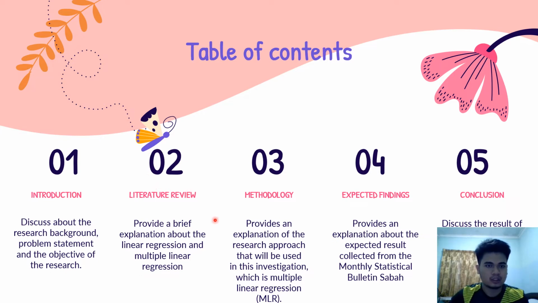Second, in literature review I will provide a brief explanation about linear regression and multiple linear regression. In methodology, I will provide an explanation of the research method that we use in this investigation, which is multiple linear regression. In expected finding, I will provide an explanation about the expected result collected from the monthly statistical bulletin Sabah. And in conclusion, I will discuss the result and the end of the objective.